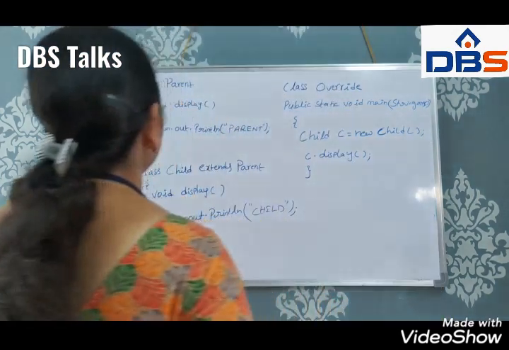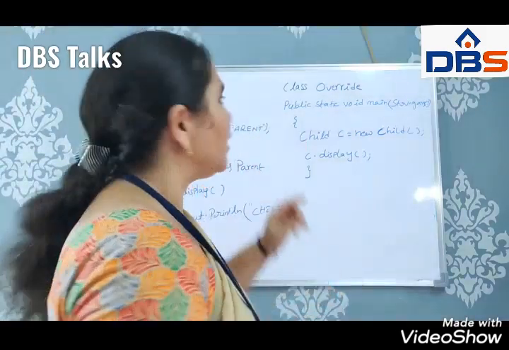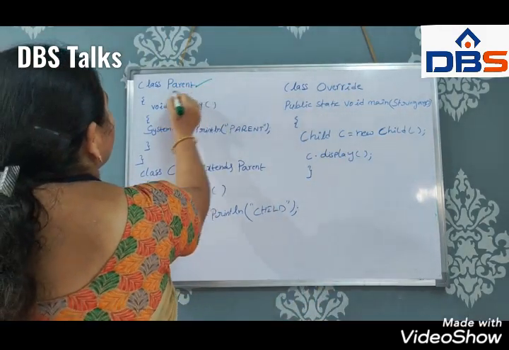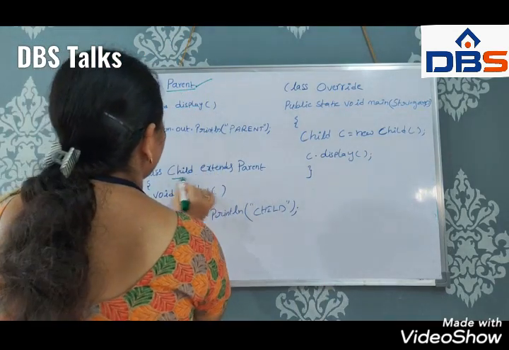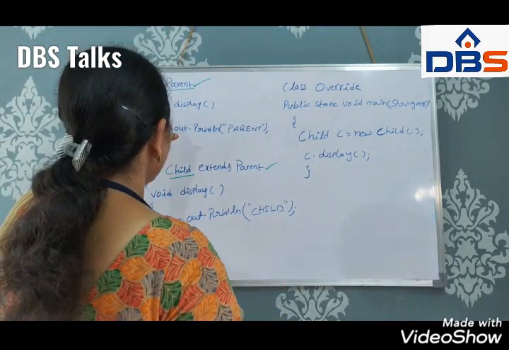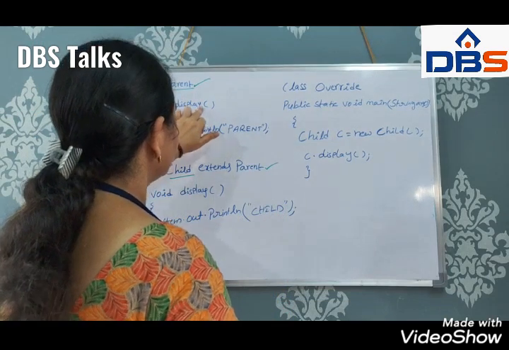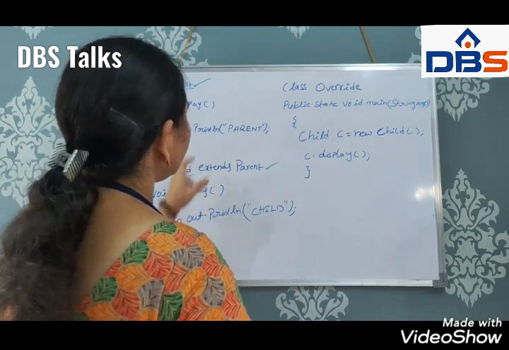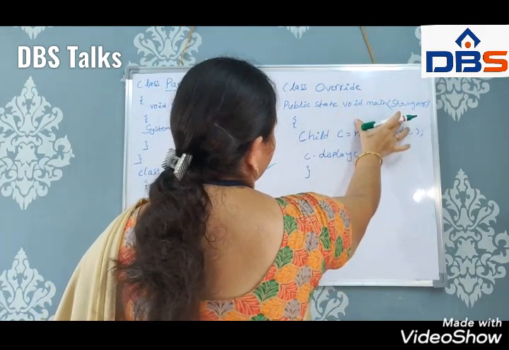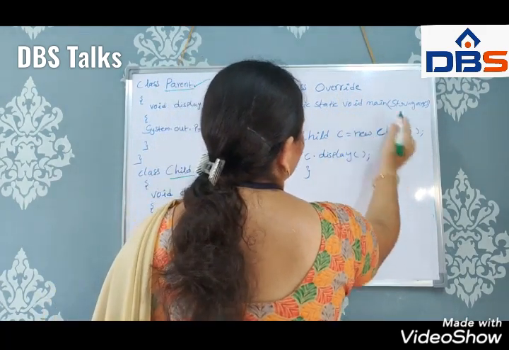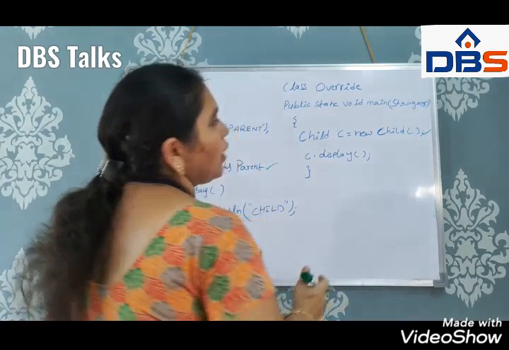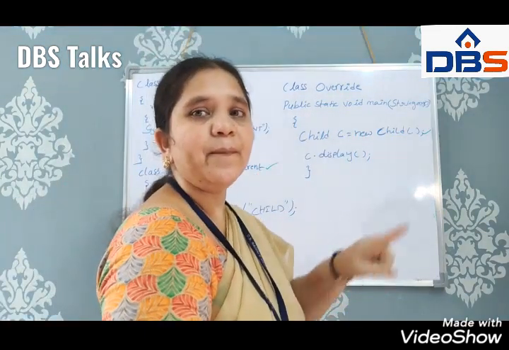So what is the output for this program? Here I am creating two classes. One is the parent class, the second one is the child class. Here I am using the same method, same return type, same method name and same signature. But when the controller comes to class override, it enters into the main method. It will come to this instruction, child C is equal to new child. It's going to update the child class and print the child class.